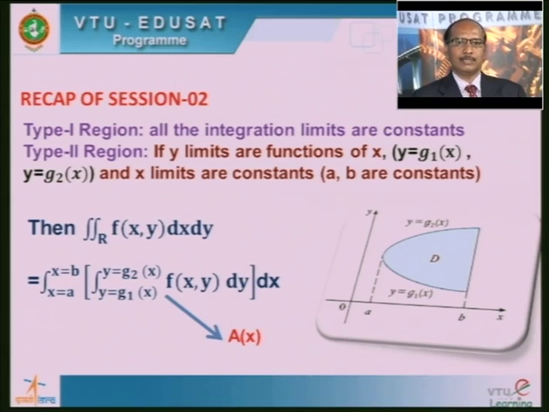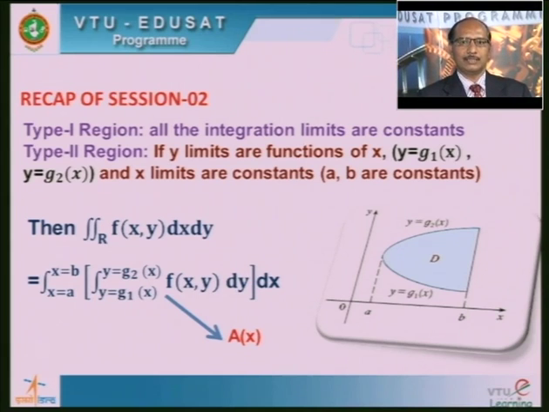And the second type region was whenever the y limits are functions of x, y is equal to g1(x) and y is equal to g2(x), you can see the picture, and the x limits are constants, a and b. So that double integral was integrated first with respect to y using the limits y equal to g1(x) to g2(x). After the integration with respect to y, that became a function of x, which is integrated with respect to x using the limits x equal to a, x equal to b, that gives the value of the double integral. This is of the type 2 region.